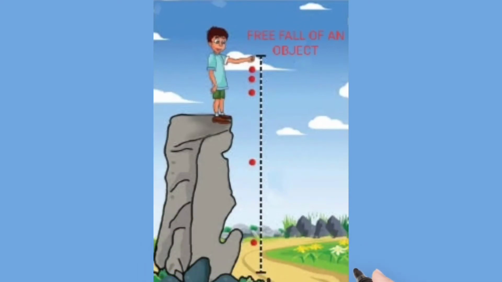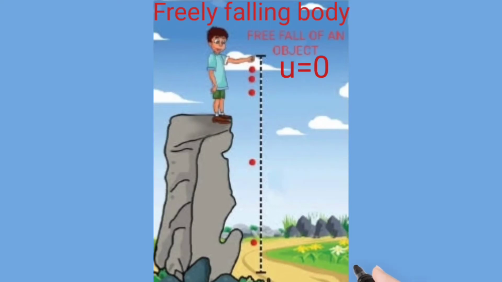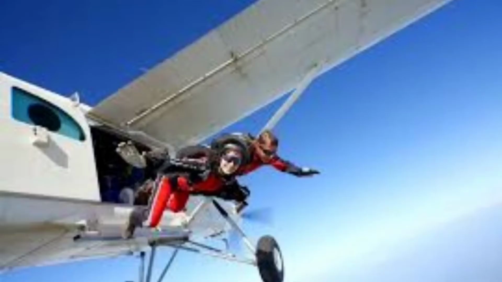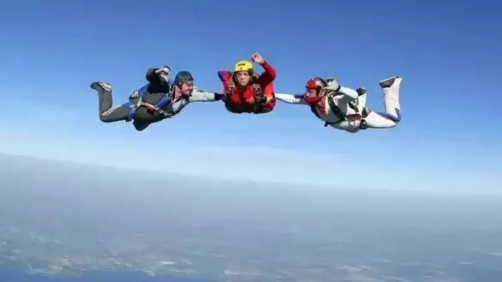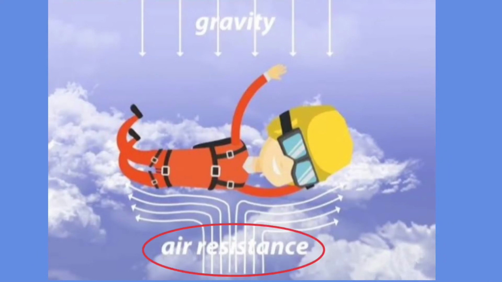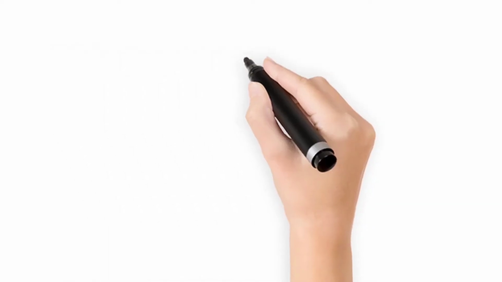Now we will discuss freely falling body. If a body falls vertically downward with zero initial velocity under gravity in the absence of air resistance, then such a body is called a freely falling body. Some people have interest in skydiving. Are skydivers freely falling bodies? No, because there is an air resistance which opposes their motion under gravity.